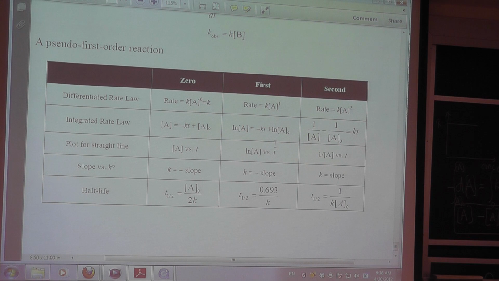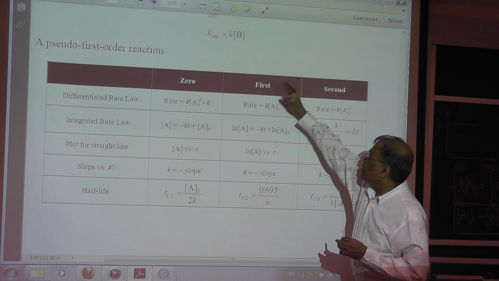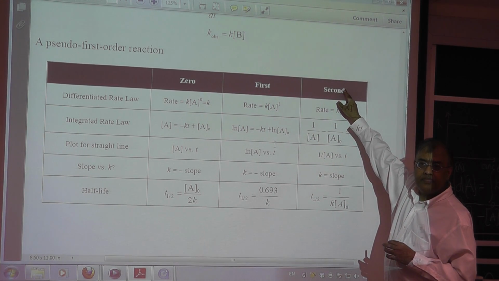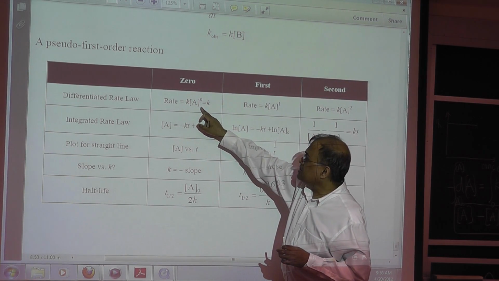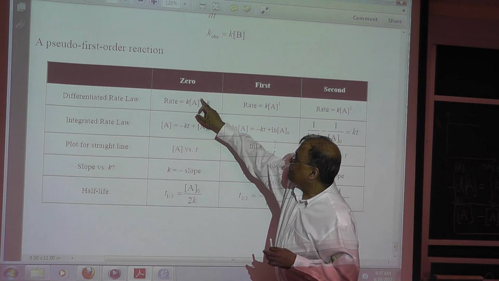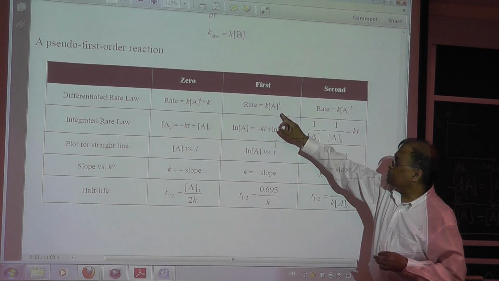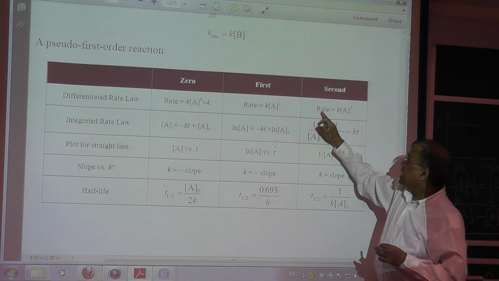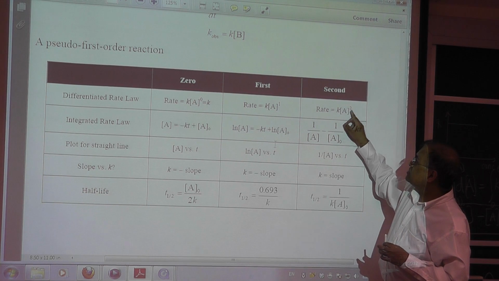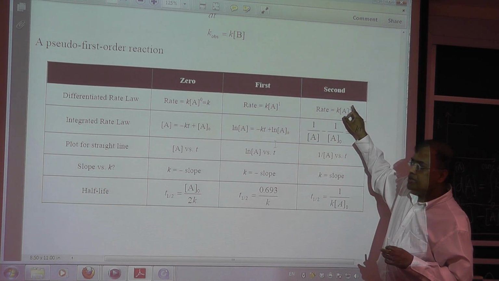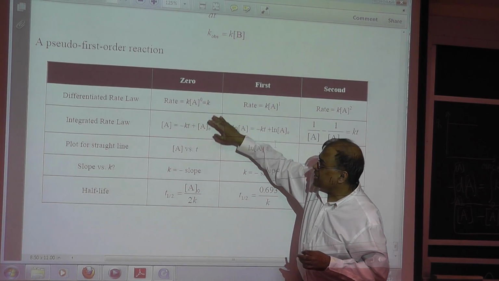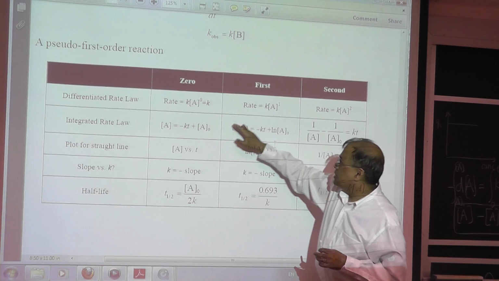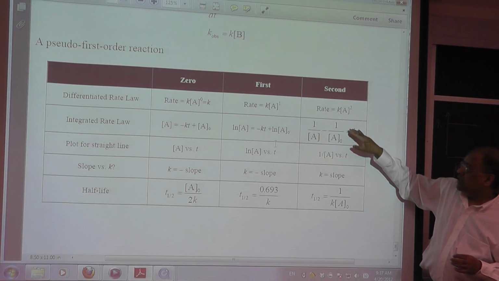So let's summarize what we've talked about today. We've talked about zeroth order, first order, and second order reactions. We've talked about differentiated rate laws. For the zeroth order reaction, the rate depends on concentration to the power 0. For a first order, rate depends on concentration to the power 1. And for a second order, the rate depends on concentration to the power 2. The integrated rate law you obtain by taking the differentiated rate law and integrating it. This is what you get, and this is what you get.